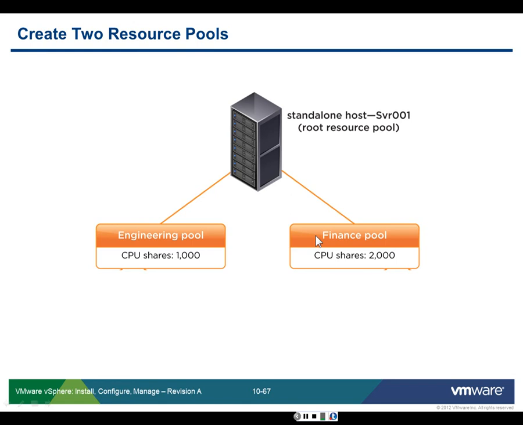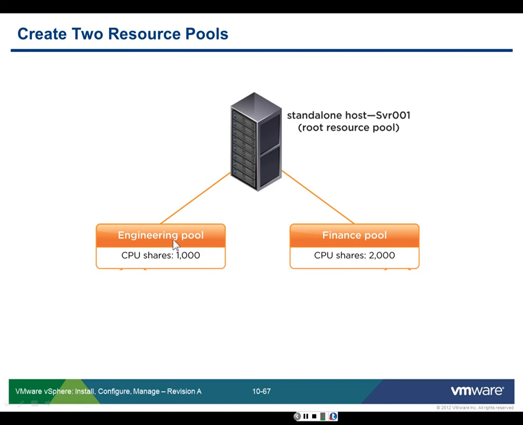So I go to the engineering pool and give that CPU shares of 1,000, and the finance pool and give it CPU shares of 2,000, and just as we previously discussed, this pool gets 1/3 of CPU resources. This pool gets 2/3 of CPU resources.